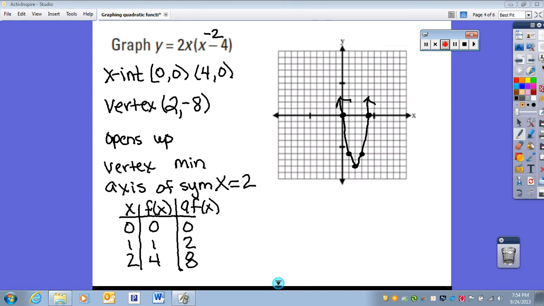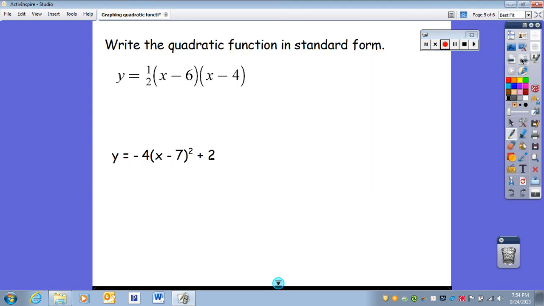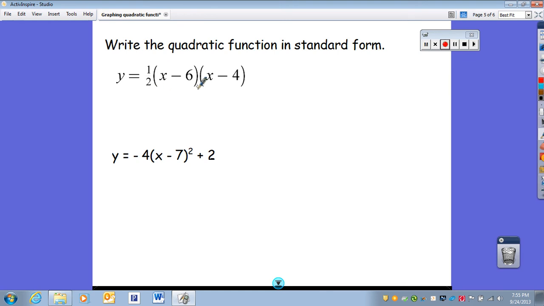Now we're going to take a look at how we would write a quadratic function in standard form when it's written in one of our other forms. It's quite easy to do. We need to remember how to multiply together two binomials. If you remember, we're going to do the FOIL method. First, we'll multiply the binomials together, and then at the end we'll multiply our product by 1/2.